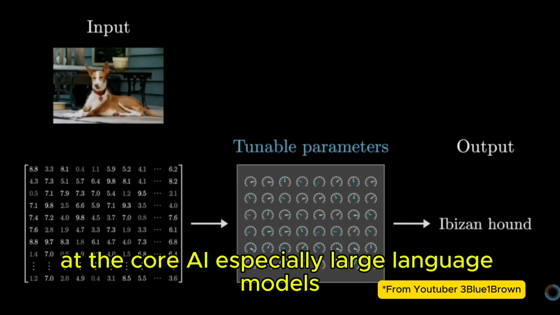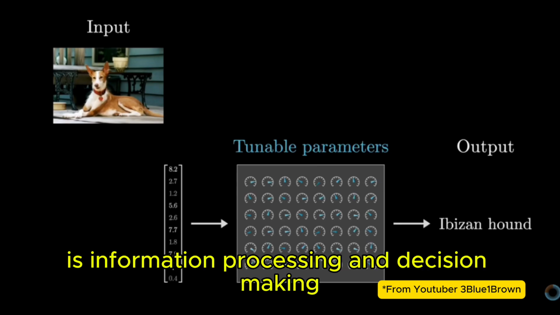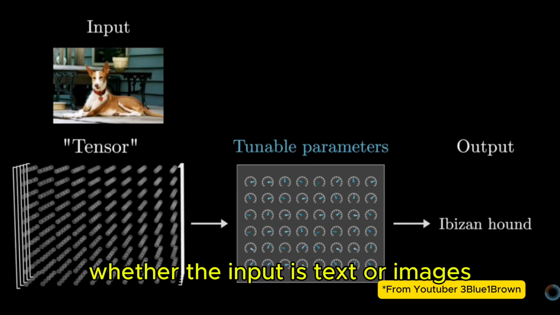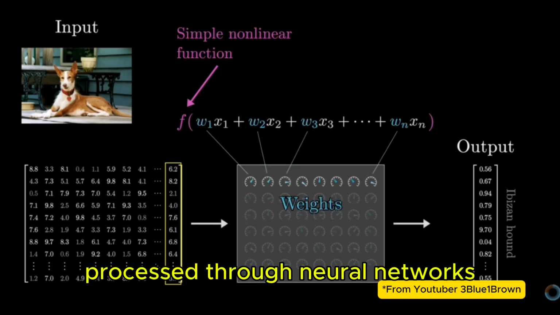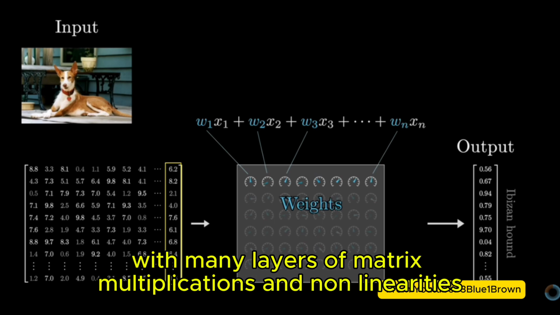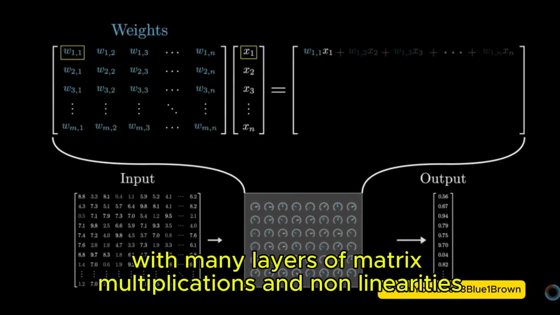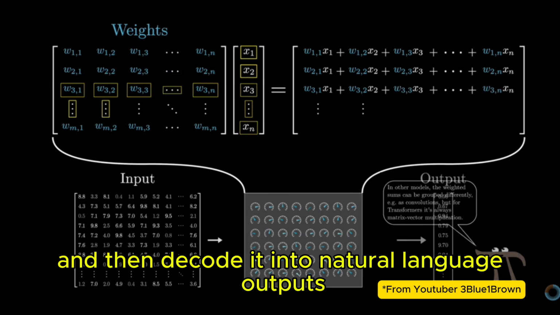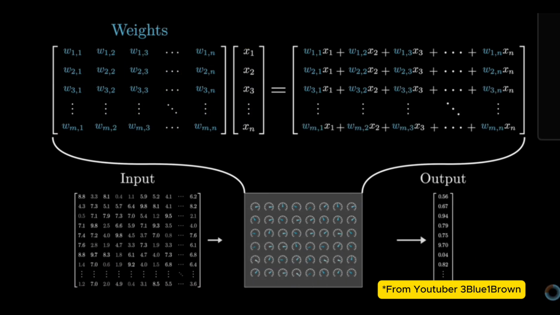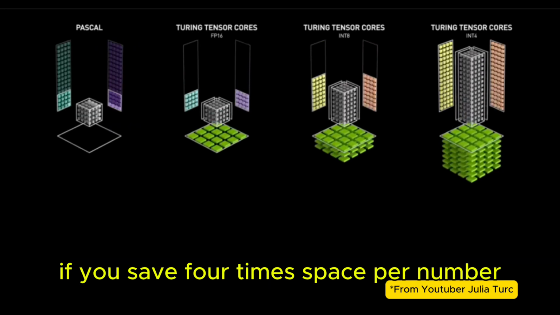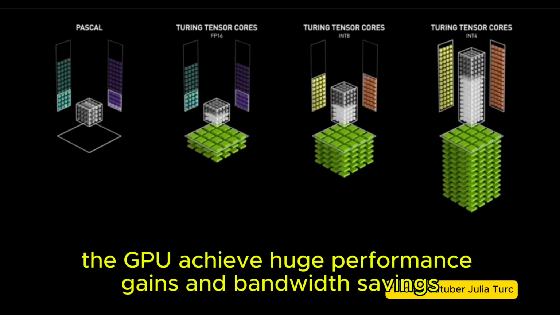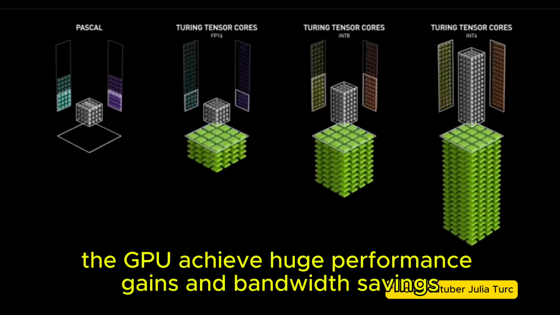Let's take a look. At the core, AI, especially large language models, is information processing and decision making. Whether the input is text or images, everything is vectorized into arrays, processed through neural networks with many layers of matrix multiplications and nonlinearities, and then decoded into natural language outputs. In this process, about 90% of computation is matrix multiplications and additions. If we save 4 times space per number, the GPU achieves huge performance gains and bandwidth savings.